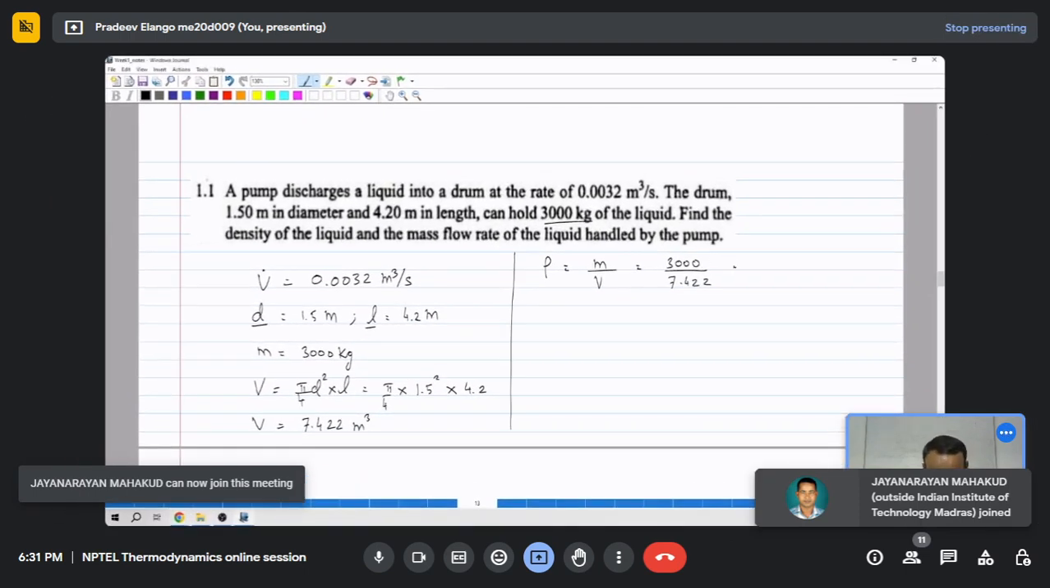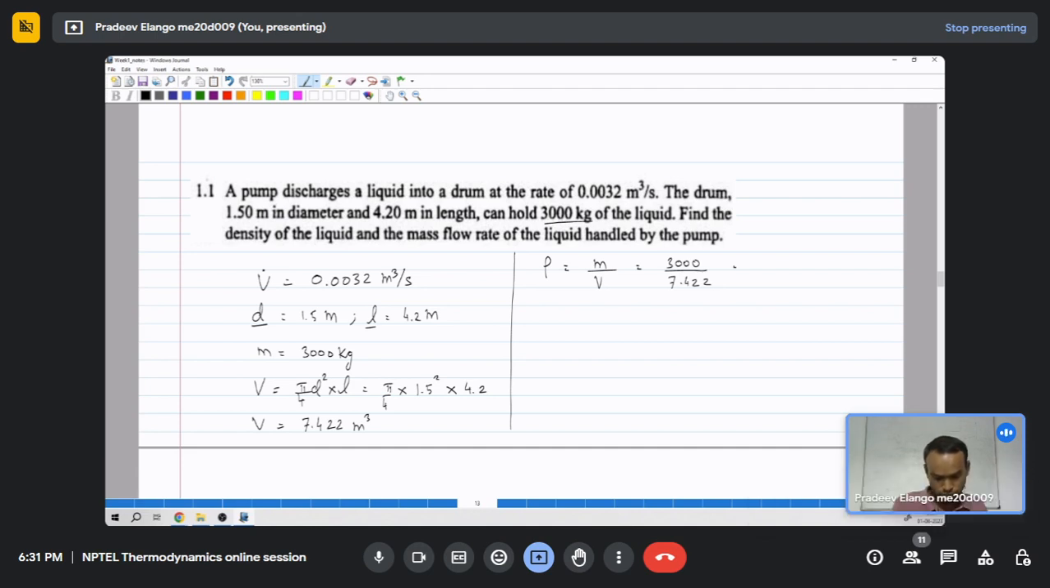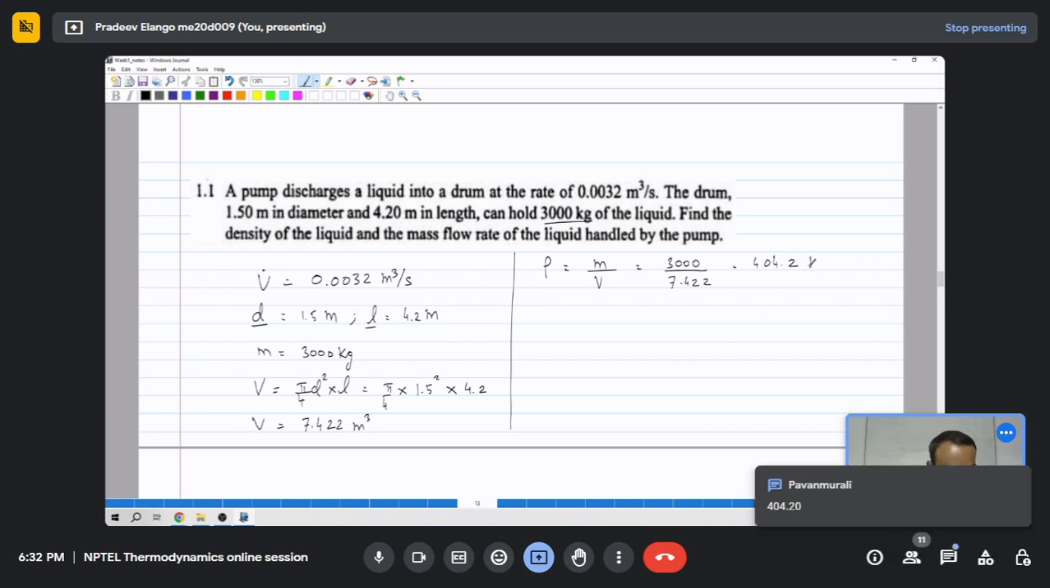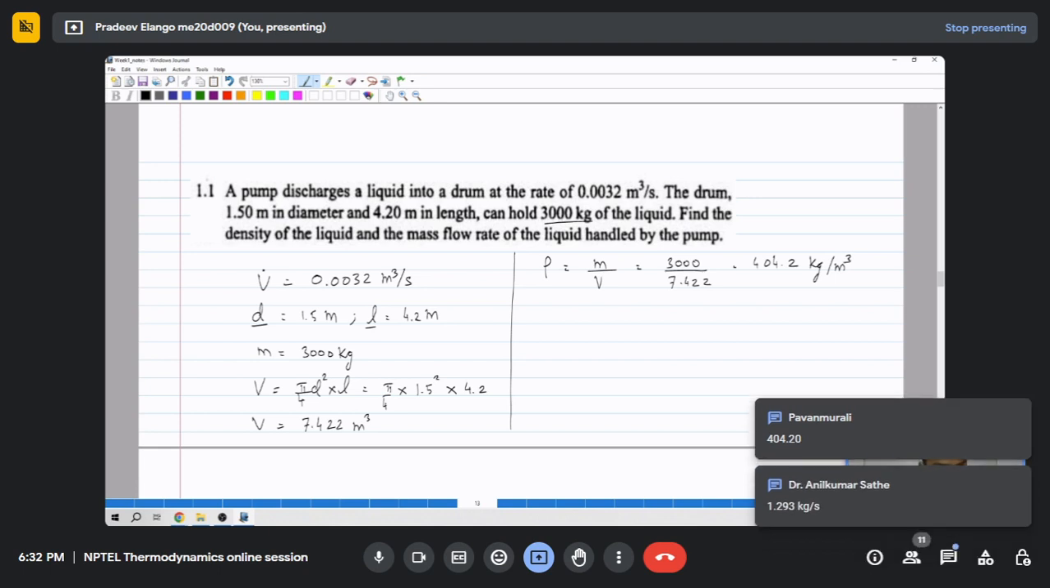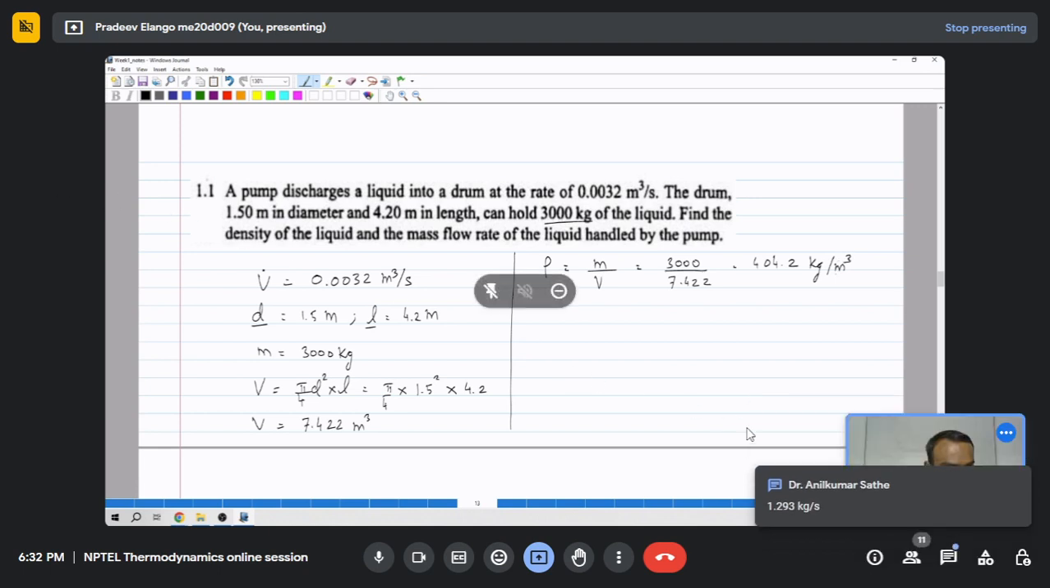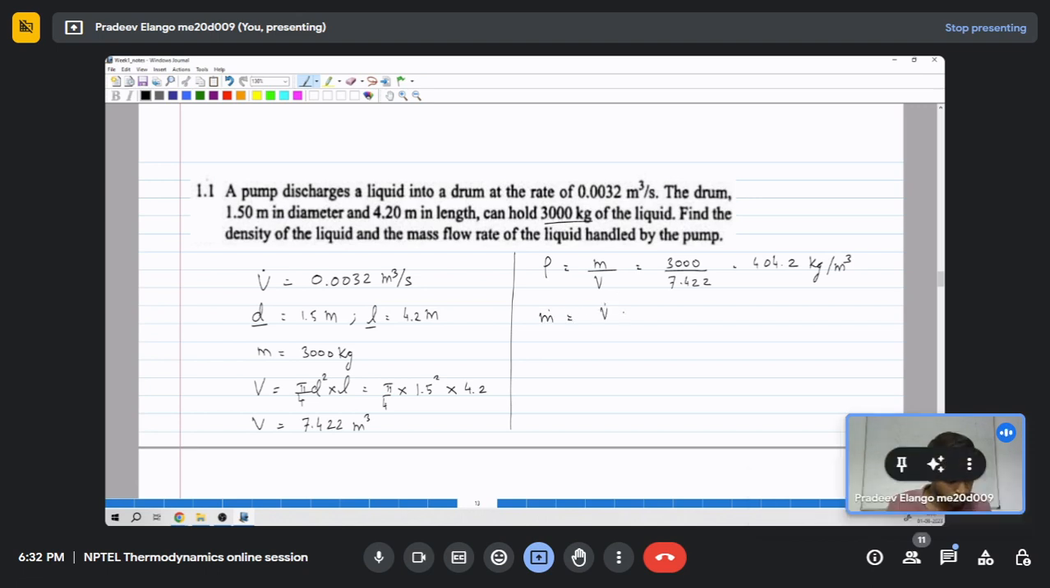This is 4.2 kg per meter cube. And m dot is v dot into rho. You can also cross verify by putting the units on.